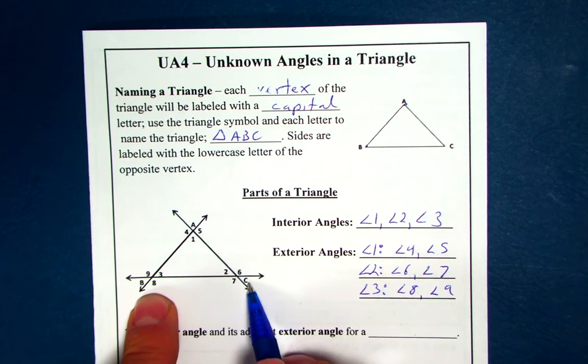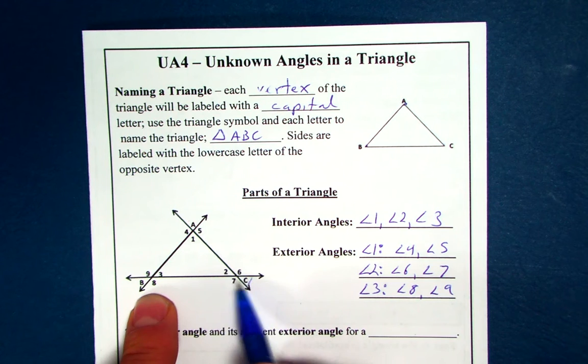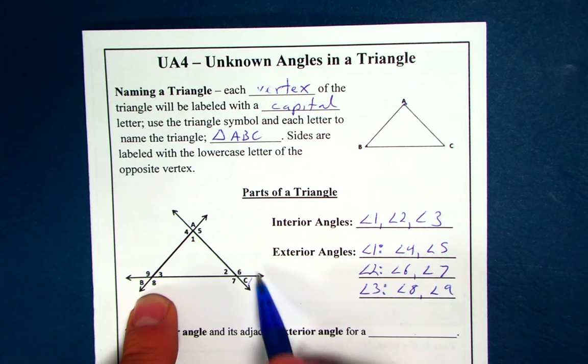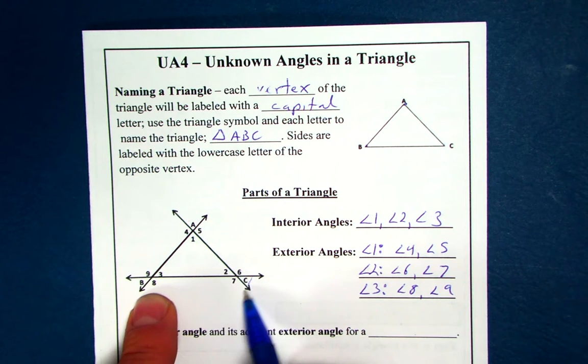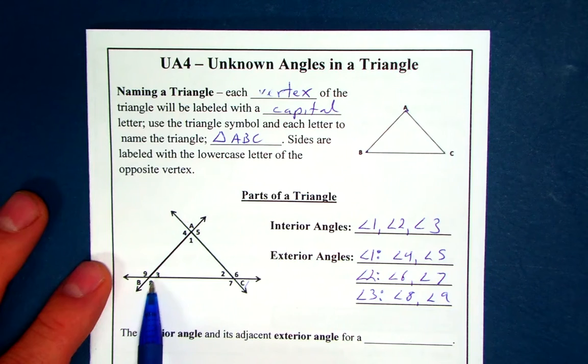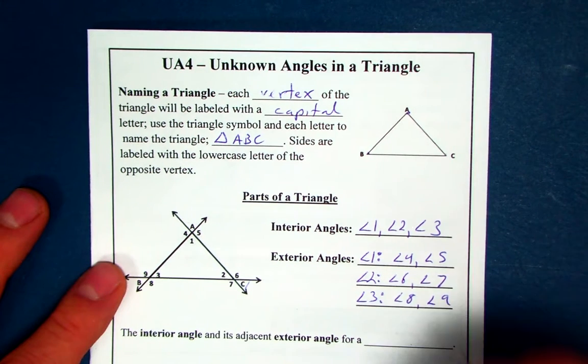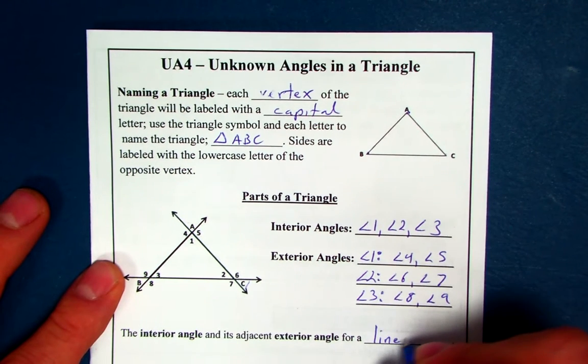C is just the name of the point, but you have this angle here. You might be asking, what is that? Well, it's just vertical with 2, but there's no special name in reference to the triangle that we give it. The interior and its adjacent exterior, that means 3 and 9, they're next to each other, they always form a linear pair.